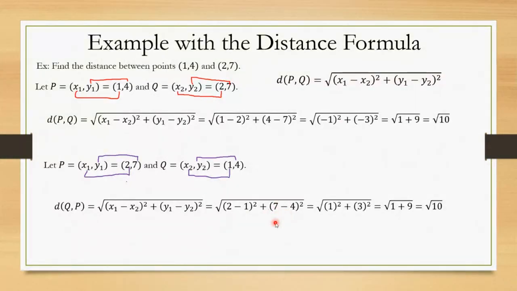But you're going to get the same answer because you're squaring. Namely, you're going to get the square root of 1 plus 9, which is the square root of 10. That's what I was trying to say. Again, look at what we're doing. We're just subtracting x coordinates and squaring that difference. Same thing with y coordinates: subtracting and squaring that difference.